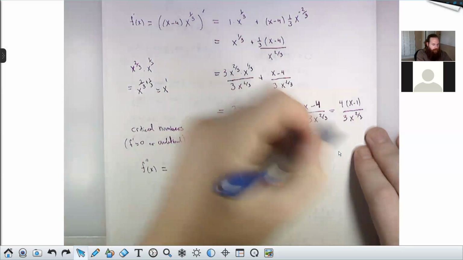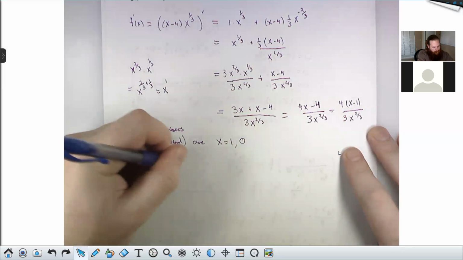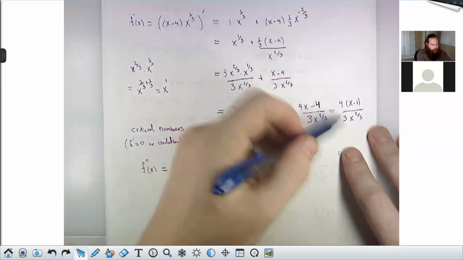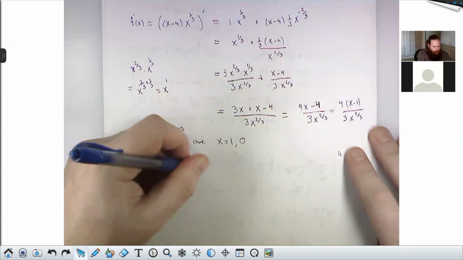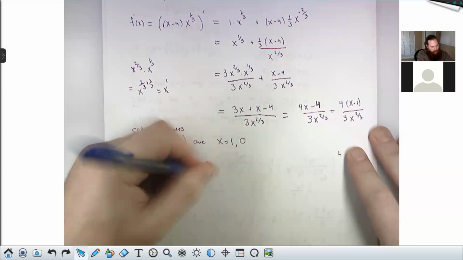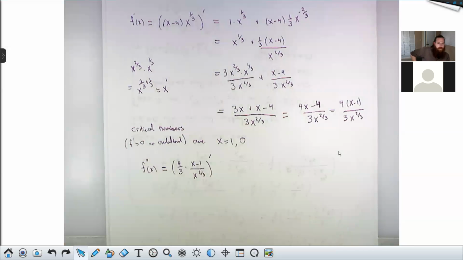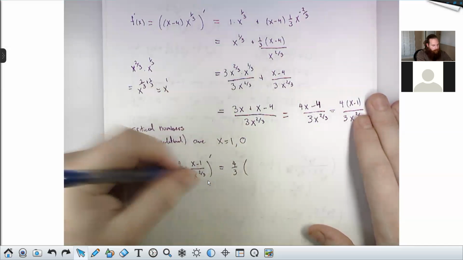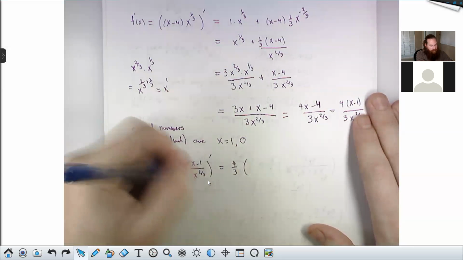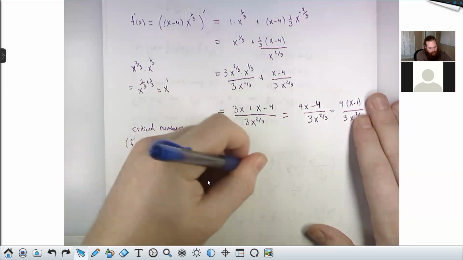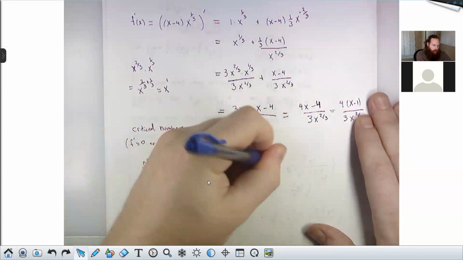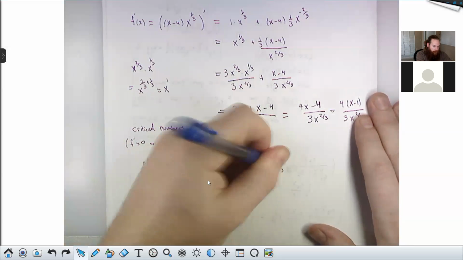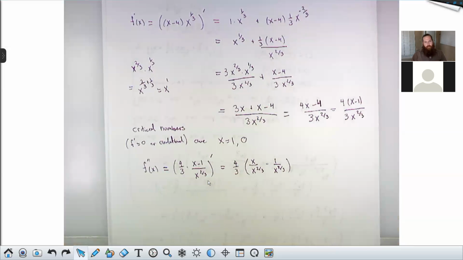So I need to differentiate this thing. I'll write that as 4 over 3 times (x minus 1 over x to the 2/3), all primed. And then just like I did in class, I'm going to take this x minus 1 over x to the 2/3 and split that up, so I'll bring the 4/3 out. Constant multiples come out of derivatives. That's x over x to the 2/3 minus 1 over x to the 2/3. You can split fractions up over their numerator, that works fine.